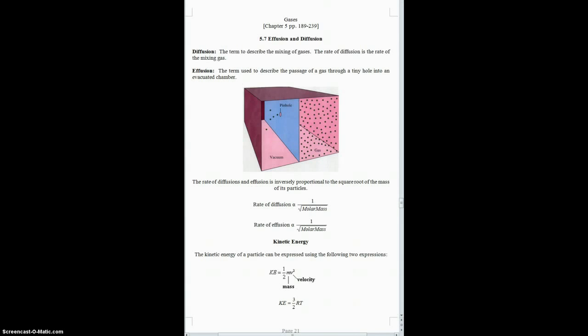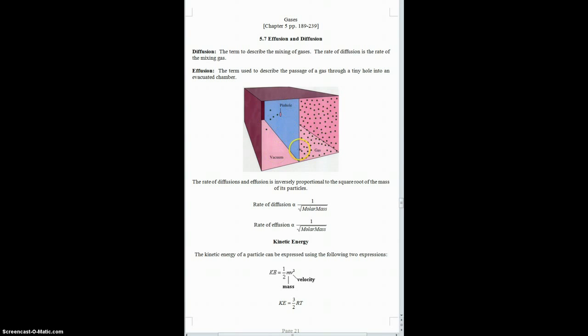Okay, so the next thing we're going to talk about is the effusion and diffusion of gases. For all intents and purposes, we can think of these as being similar when we're doing mathematical relationships for these, but the difference is that diffusion refers to the mixing of gases. So when we talk about the rate of diffusion, what we mean is how quickly particular gases are mixing together. And when we are talking about effusion, we mean how a gas is moving through a tiny hole.